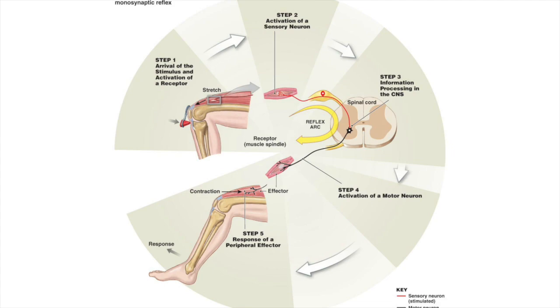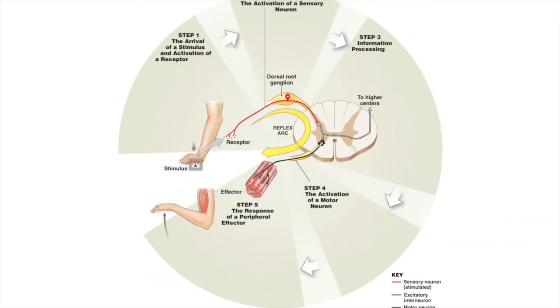It can also be characterized by the nature of the response. A somatic reflex is going to involve skeletal muscles. There are also autonomic reflexes, which would involve smooth muscles and glands. They can be classified by their complexity. They can be either monosynaptic, like this one you see here, just one synapse, or this one here has more than one synapse, so it would be polysynaptic.